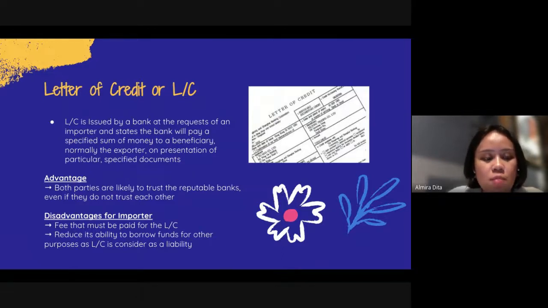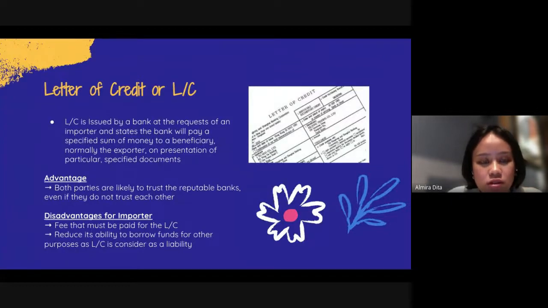As for the importer, it does not have to pay for the merchandise until the documents have arrived and unless all conditions stated in the letter of credit have been satisfied. But there are also some disadvantages or drawbacks for the importer when using a letter of credit. The first one is that it must pay the bank for the letter of credit. In addition to that, since the letter of credit is a financial liability against the importer, it may reduce its ability to borrow funds for other purposes.